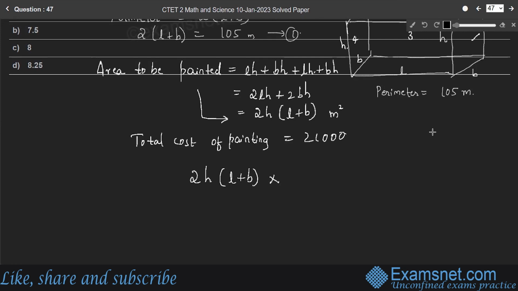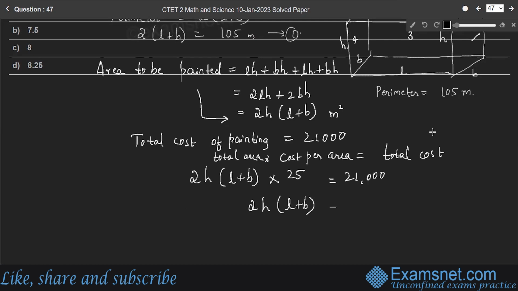For each 1 meter square area, it costs 25 rupees. Therefore, total area into cost per area gives total cost, right? So total area into cost per area is total cost. Therefore, 2h into (L plus B) into 25 is 21,000 rupees. Therefore, 2h into (L plus B) is 21,000 by 25.